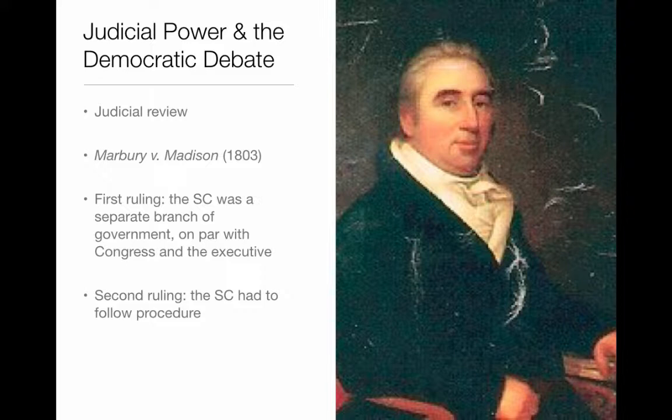And John Marshall, Marbury, by the way, is the guy in the photo here. John Marshall made two rulings about this case. The first is that Madison's refusal to deliver the commission was in fact illegal, right? Marbury had been appointed under due process and was entitled to get his paper in his hand and to be a circuit court judge. That's the first ruling.